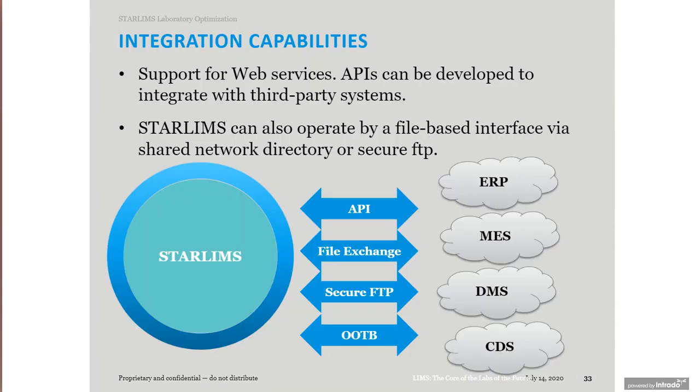Integration capabilities. Through web services API, we can connect to any kind of third-party system. It could be an ERP like JD Edwards, any kind of manufacturing execution system or document management system or chromatographic data system. And we have other ways for data capture and interface, such as file exchange, secure FTP, and many other features out of the box to support third-party integration.